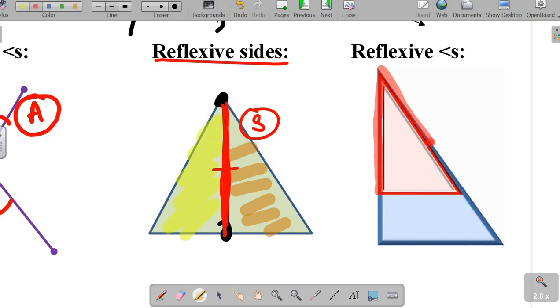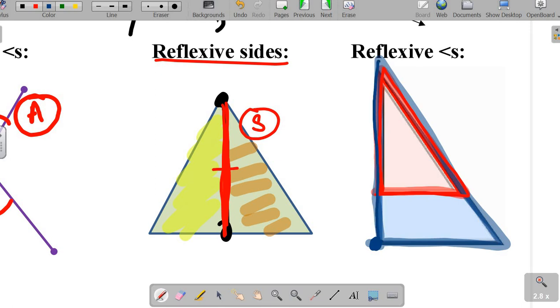I'd like you to trace this triangle here, the smaller one. Trace the larger one. Do it again. This angle here is shared by both the blue and the red triangle exactly. That's called a reflexive angle. So if you see that, you mark it and you put A, for technically that's a pair of angles. It's a single angle shared by both triangles.